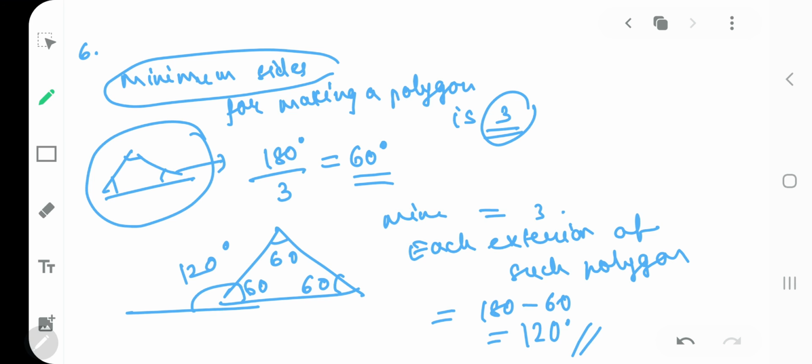Clear with the point? Okay, I guess the topic is clear, but still if you have any doubt, you can message me on my personal number.